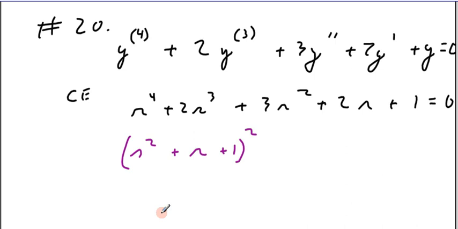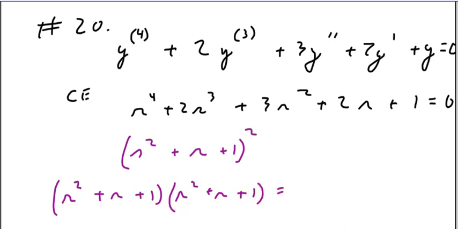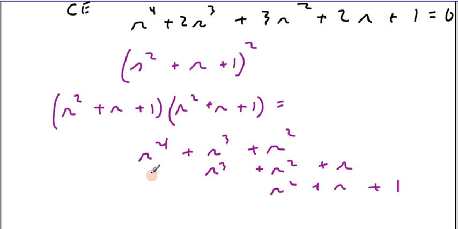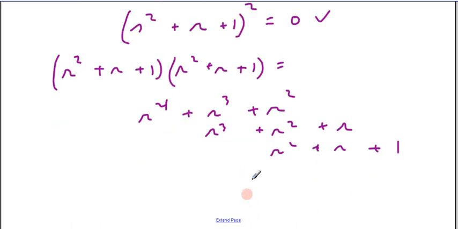So now, do we think that's the case? I guess what we have to do is convince ourselves. Take r squared plus r plus 1 times r squared plus r plus 1, and see if we actually think that that's the case. So I've got r to the 4th plus r cubed plus r squared, plus r cubed plus r squared plus r, plus r squared plus r plus 1, and I have one of those and two of those and three of those and two of those. So yes, this checks, and the hint was a good hint. That's very nice. So my characteristic equation is r squared plus r plus 1, the quantity squared, is equal to 0.